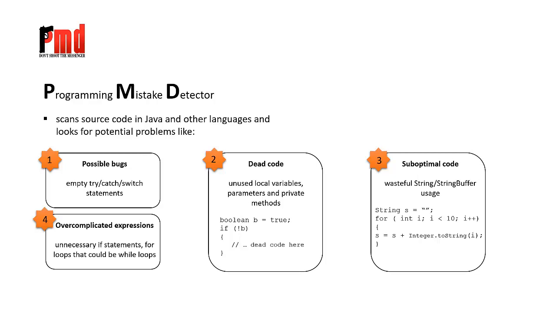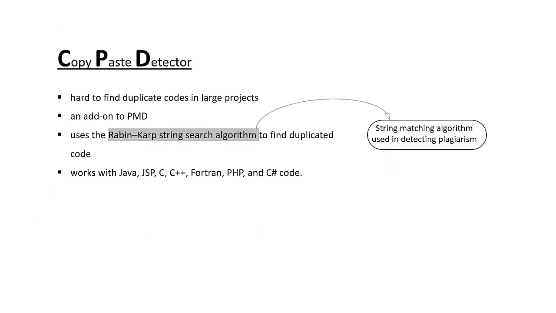The next major feature which PMD offers is the copy paste detector. This copy paste detector is an add-on to PMD, and it was introduced later, after PMD was launched. The basic objective of the copy paste detector is to find duplicate code in projects, like in your source code. So what actually is the use of the copy paste detector?